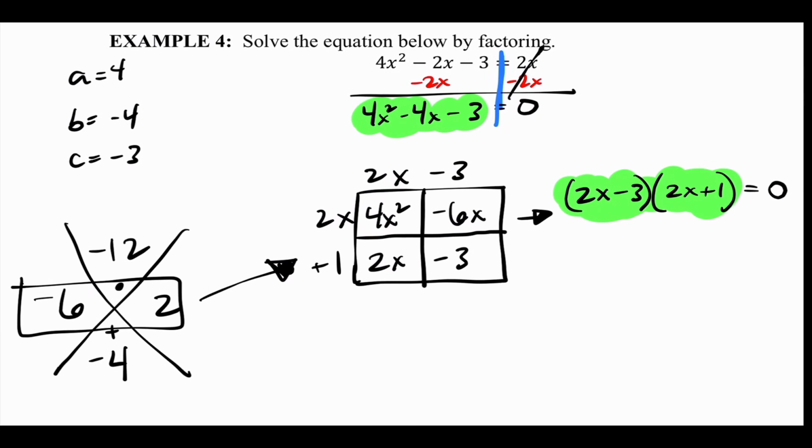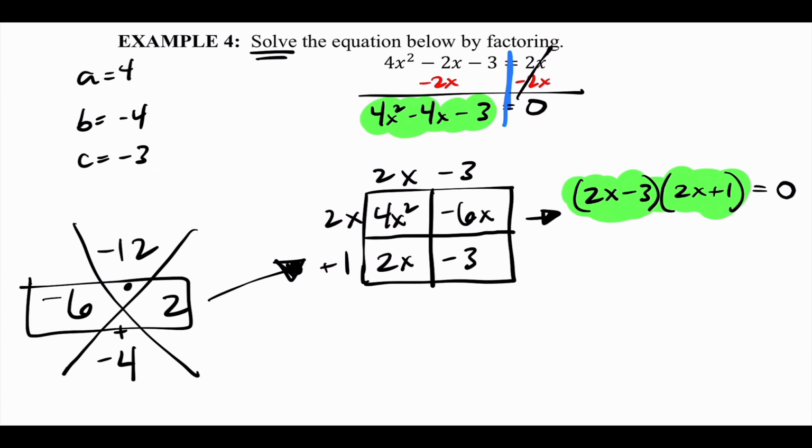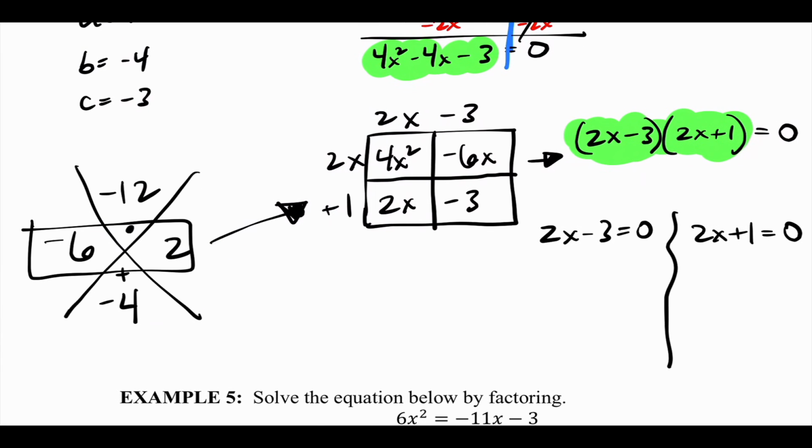Okay, so the last step, because it said solve, set those both equal to 0. So 2x minus 3 equals 0. And then 2x plus 1 equals 0. You're going to get two answers.